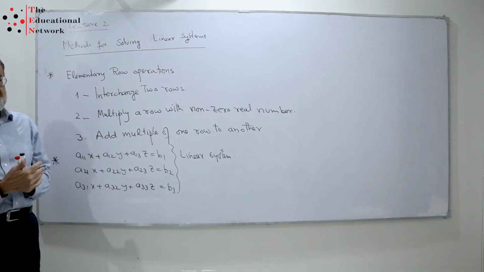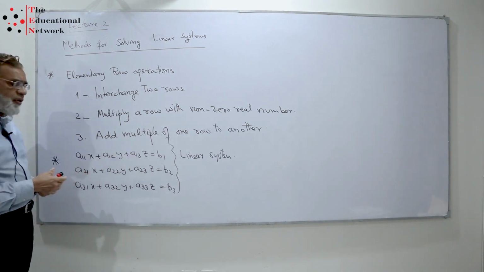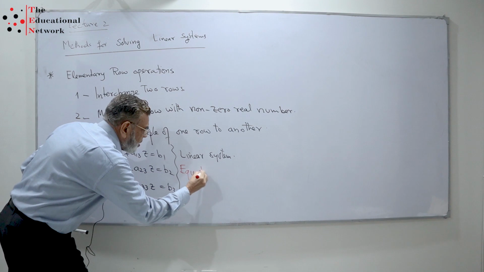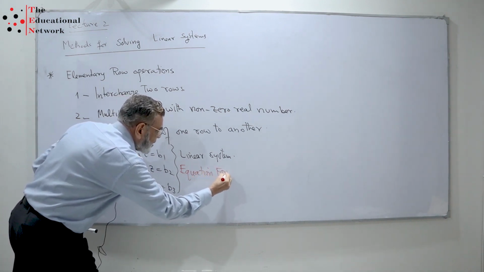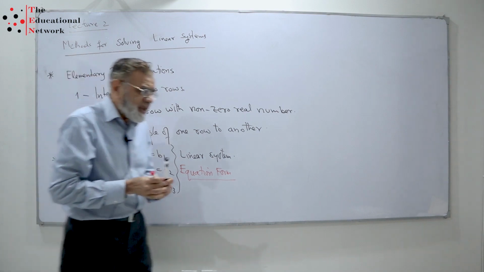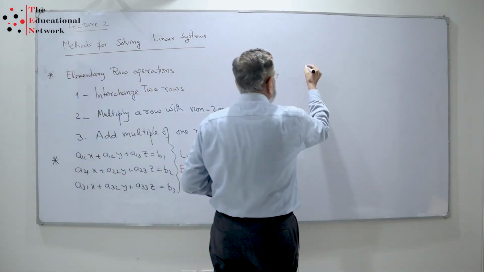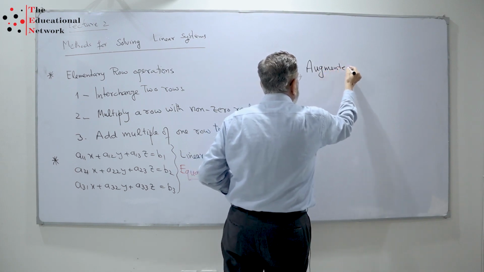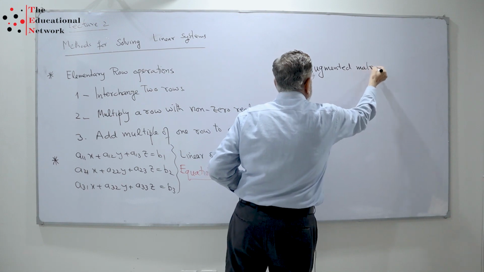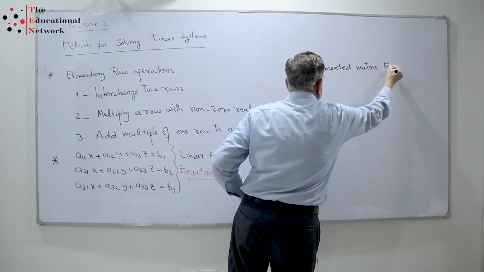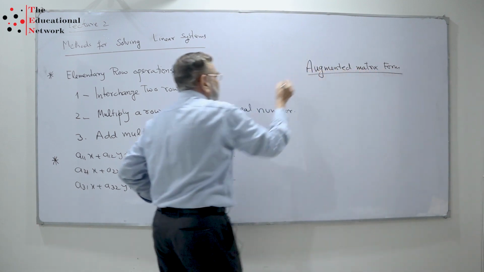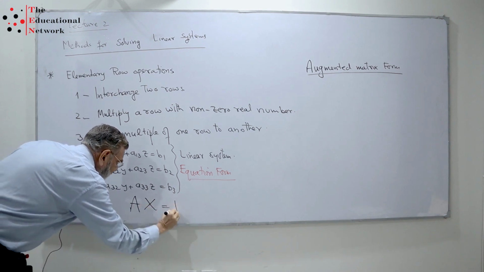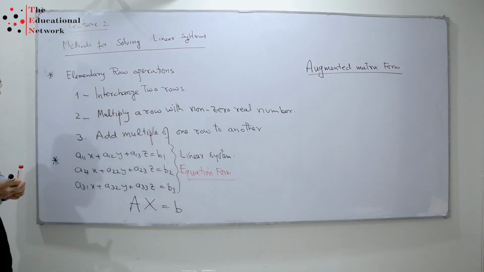As we discussed before in the last video, we can write the linear system in equation form. And we have a very important form that we just described, in which we can write a system and make the operations. We call it augmented matrix form. For solving any system, we always start by writing the augmented matrix form. Here A is the matrix of the coefficients, X is the matrix of unknowns, and B is the matrix of the constants.